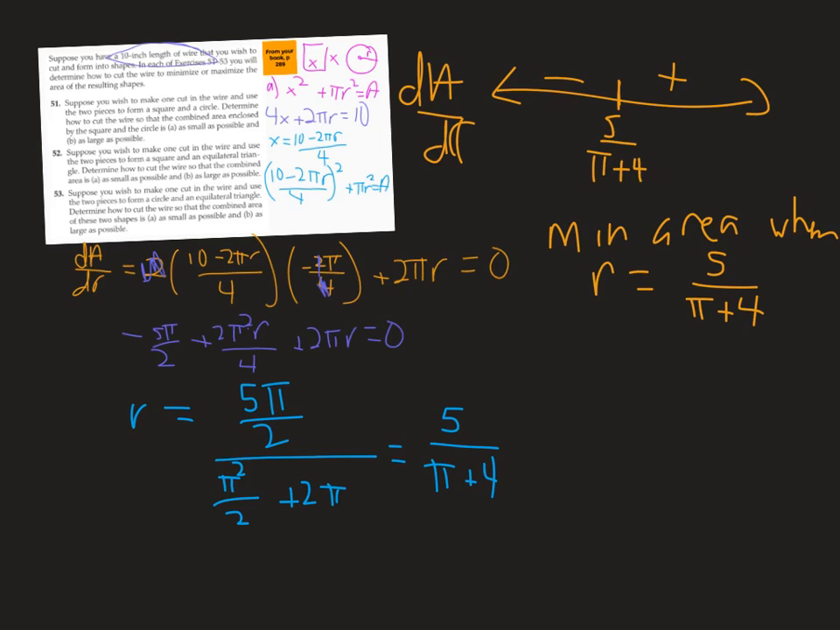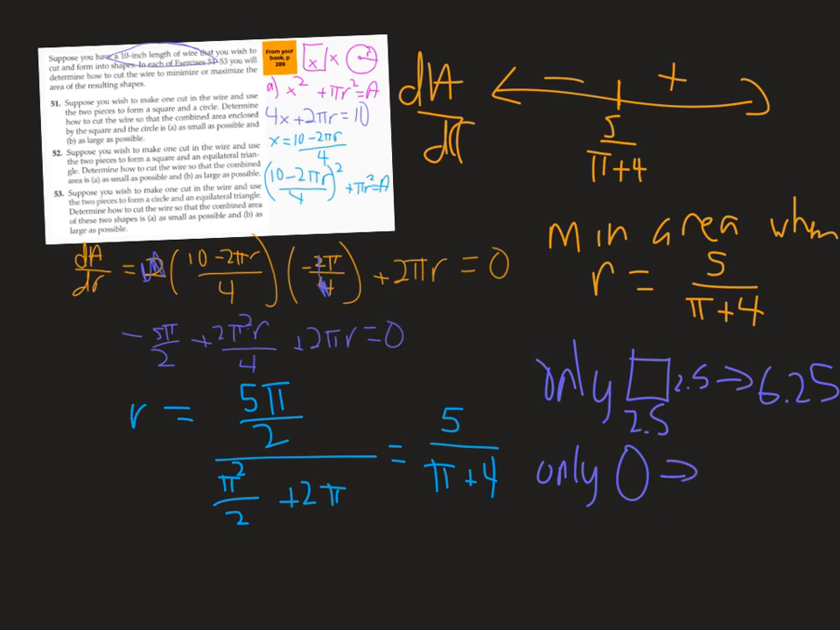Then we just need to think about endpoints. And the endpoints are basically where we only have a square, so only square. And that means we have 2.5 and 2.5, so the area is 6.25, or only circle. And that's where 2 pi r is 10, so r is, what is that, 5 over pi?